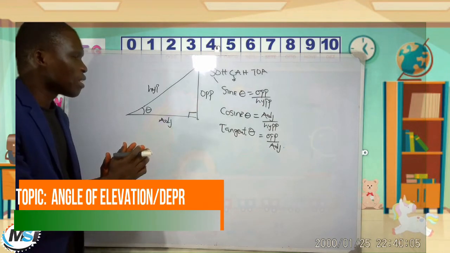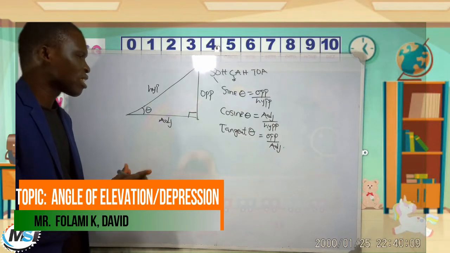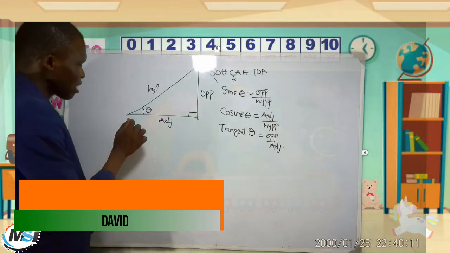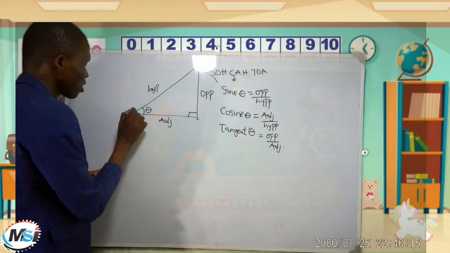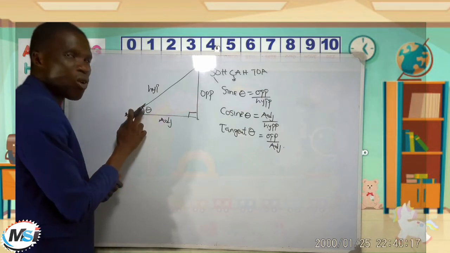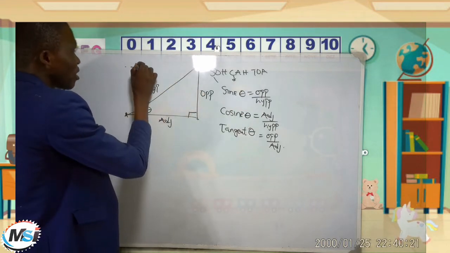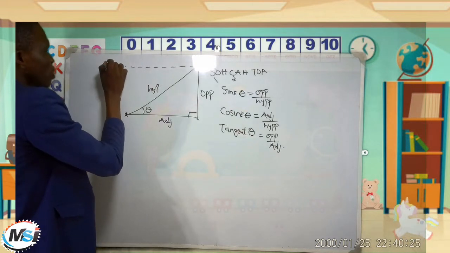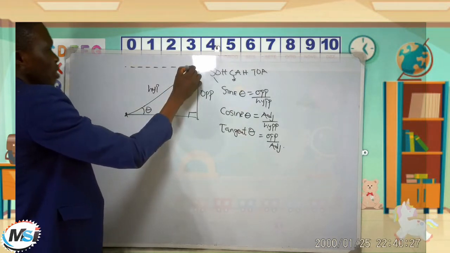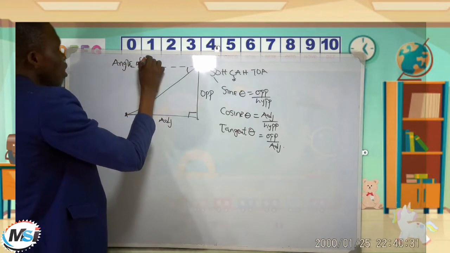Now, the next thing for you to understand is this. You need to understand that this angle is called angle of elevation. Now, this is angle of depression.